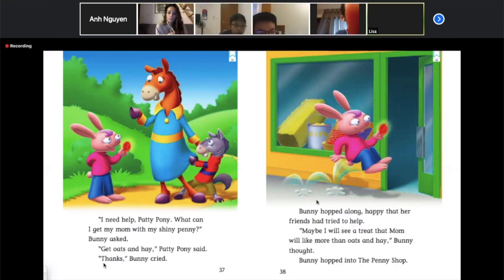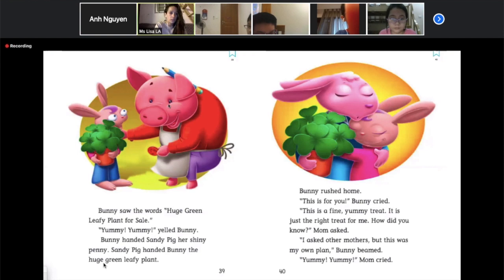Bunny hopped along, happy that her friends had tried to help. Maybe I will see a treat that Mom will like more than oats and hay, Bunny thought. Bunny hopped into the penny shop. Good job. All right, James, are you ready? Page 39.